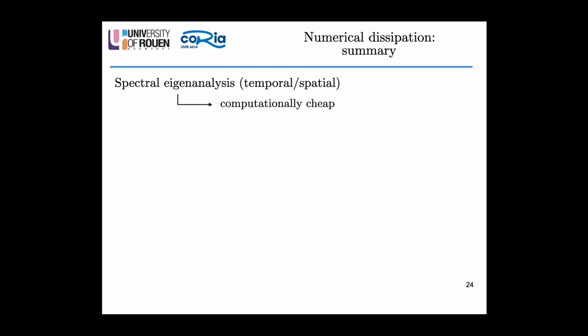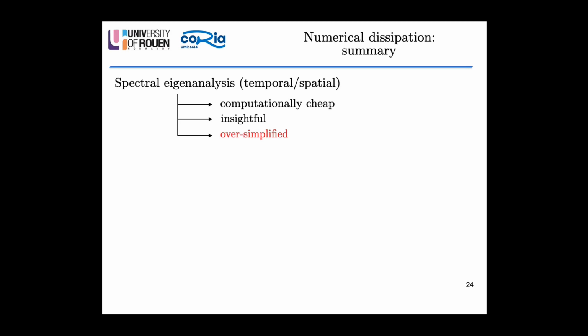So in the second part of the presentation, we essentially illustrated the classical spectral eigenanalysis to estimate numerical dispersion and dissipation of high-order methods. These analyses are computationally very cheap, one-dimensional, very easy. They are also quite insightful. You can still notice very relevant differences between discontinuous Galerkin and spectral difference schemes.